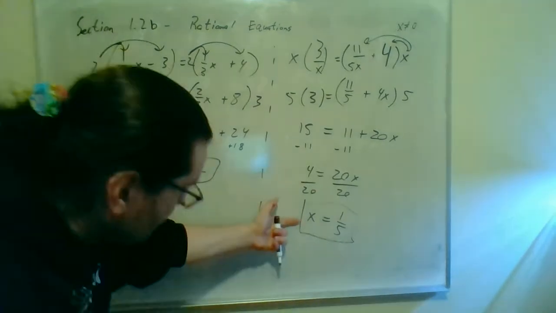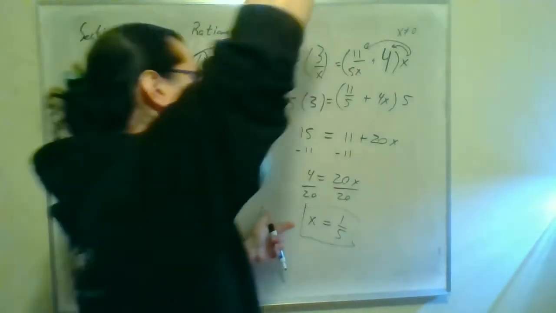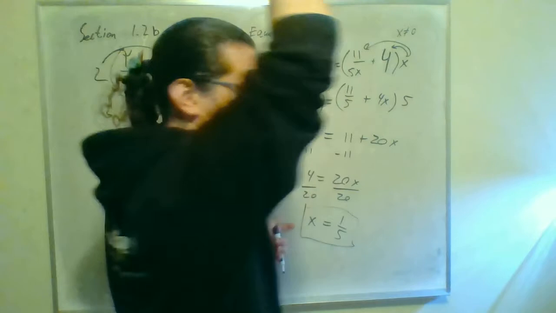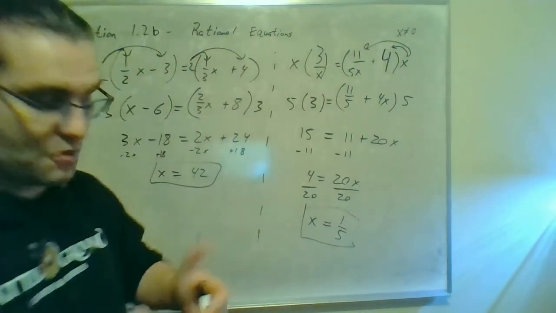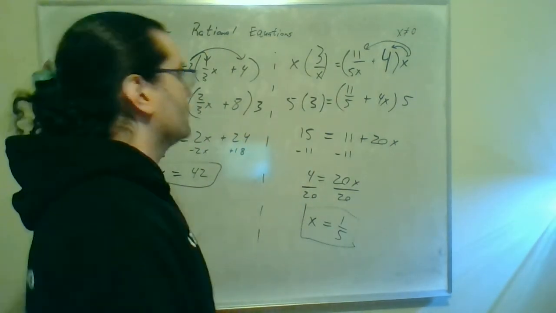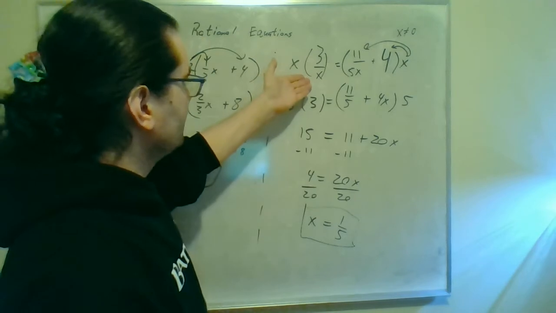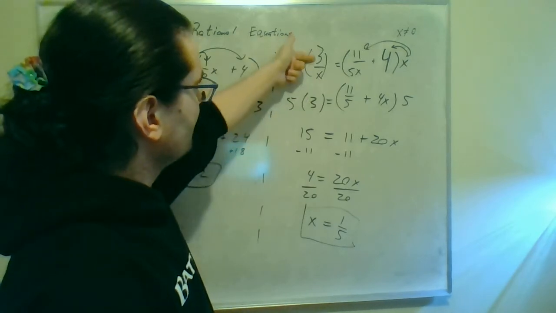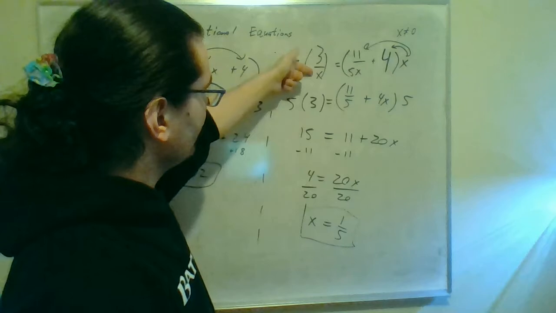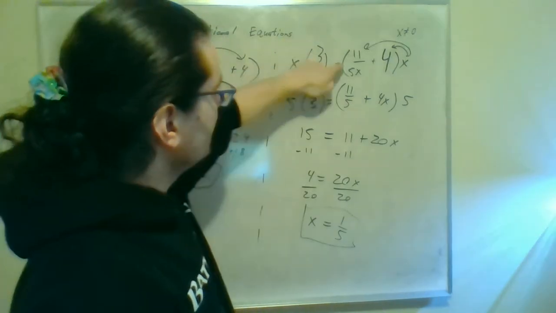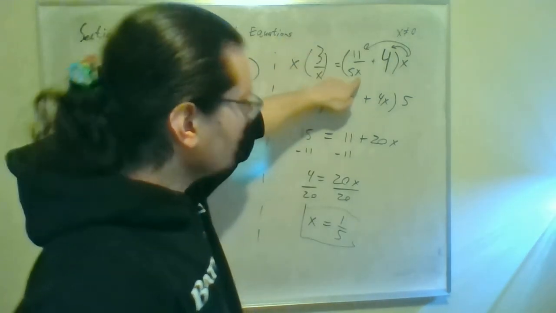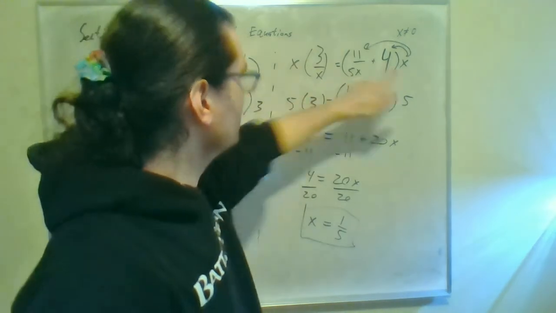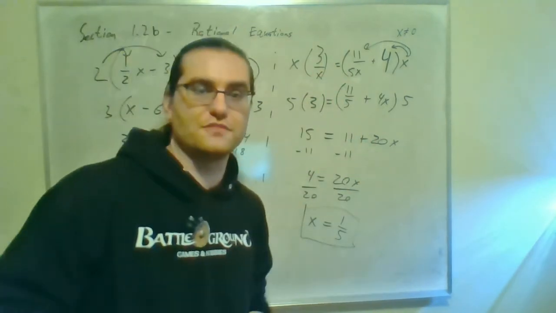So now we have to check. 1/5 is not our domain restriction. So we're all set, we're good. You could also check this answer by plugging it in to the original equation. This would give you 3 over 1/5 is 15 equals 11 over 1. It's just 11 plus 4. And yeah, that works out. 15 is 11 plus 4.